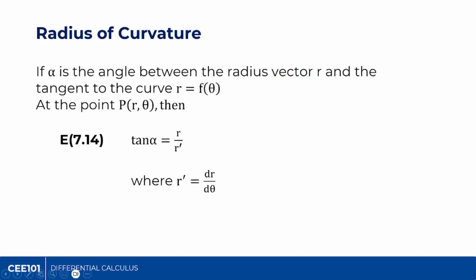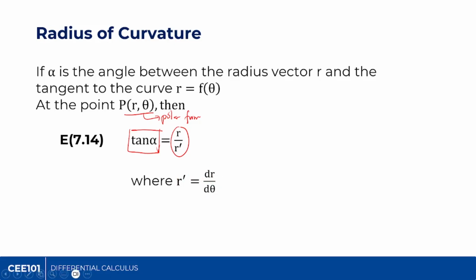Now, if angle alpha is the angle between the radius vector r and the tangent to the curve r equals f as a function of theta, at that point r comma theta, this is the polar form, guys. We have radius and theta. So tangent alpha is given to be equivalent ng r over the first derivative of that r. Okay? Where r prime would be equivalent to dr over d theta.